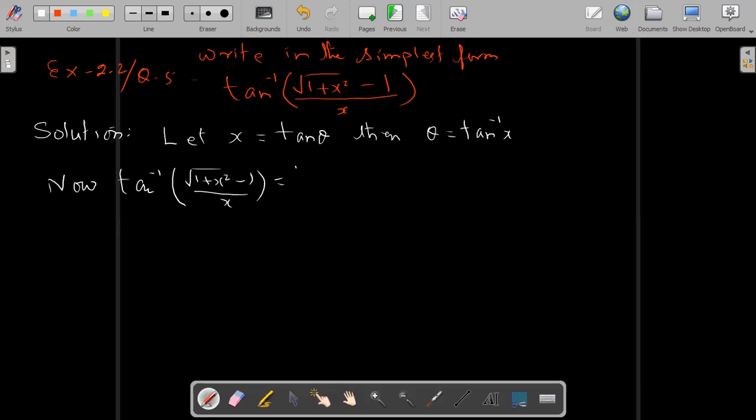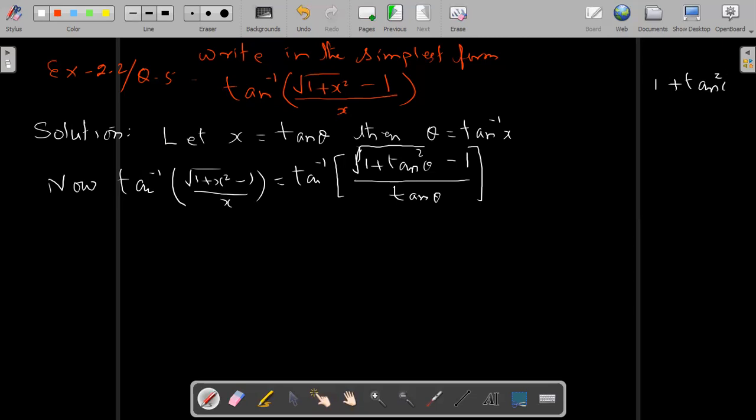So substituting x as tan theta, tan inverse under root 1 plus tan square theta minus 1 divided by tan theta. Now you should remember all the formulas which we did in previous classes. The identity 1 plus tan square theta is equal to sec square theta. Here I am writing whatever formulas we are using.